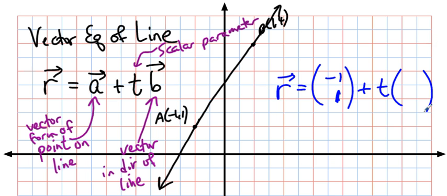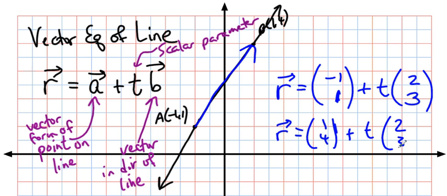Plus t times some vector in the direction of the line. Well, usually the fastest way to get a vector in the direction of the line is just to connect those two, and we've already established 37 times that this is the vector 2, 3. And so this is a vector form for the equation of that line. There are many, many possible correct answers. We could have decided that this is 1, 4 plus t times 2, 3. If we do, whatever t is in this scenario, t is one less in this scenario. I'll let you think about why that is true.